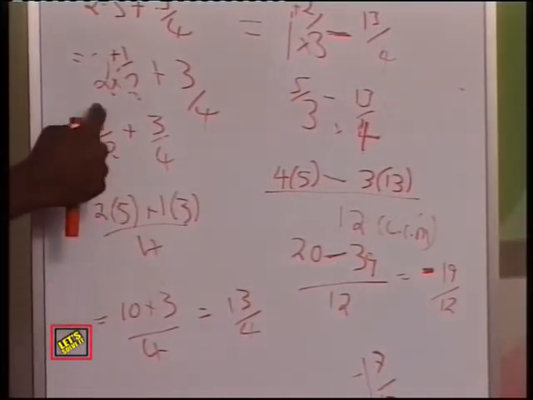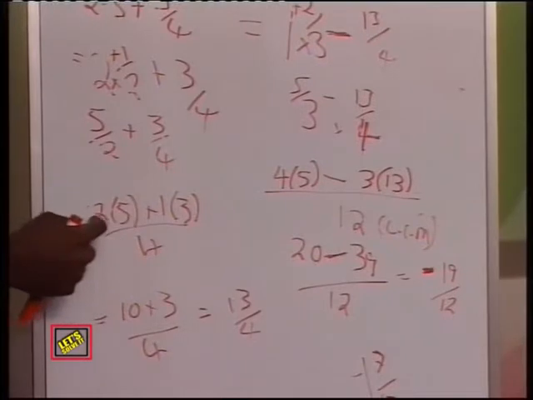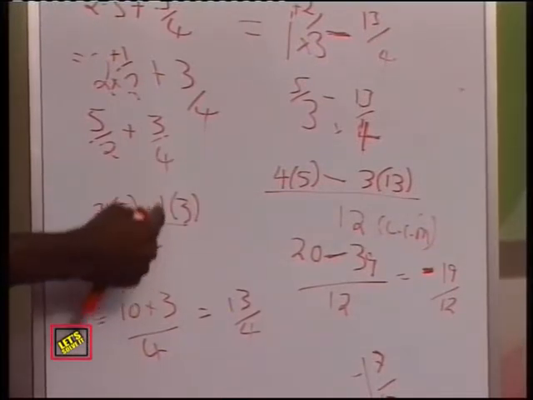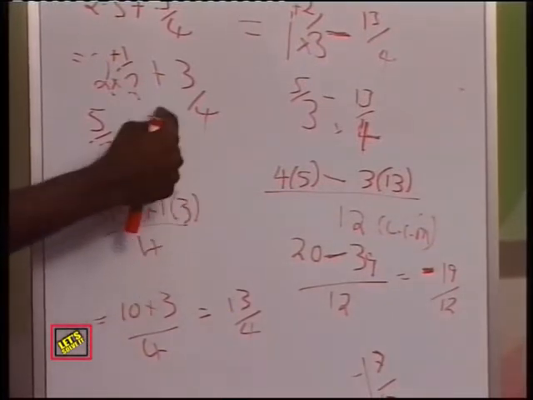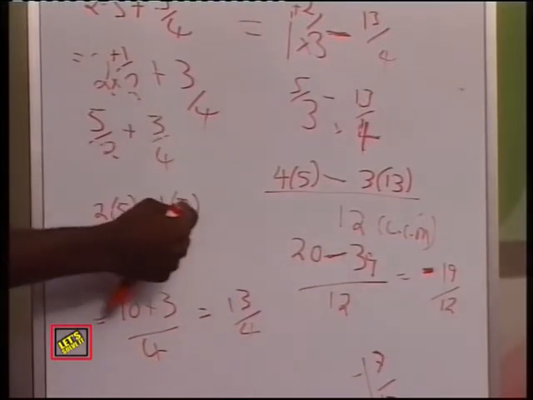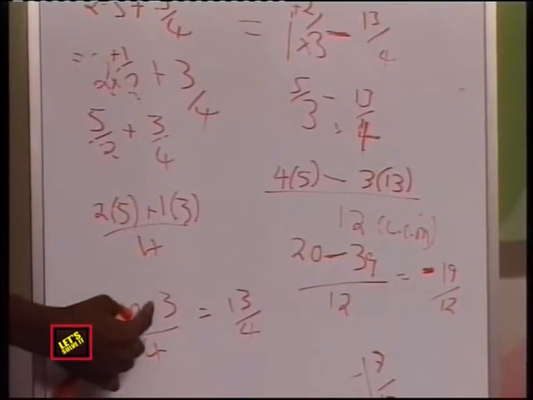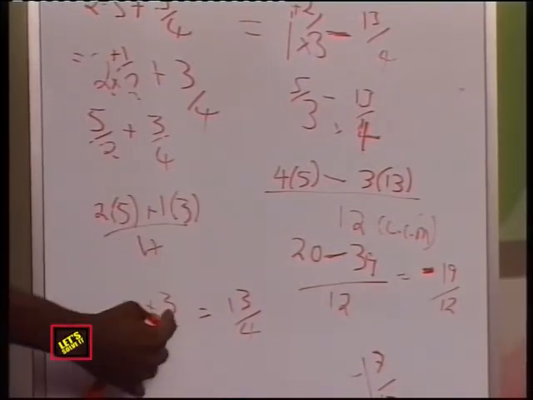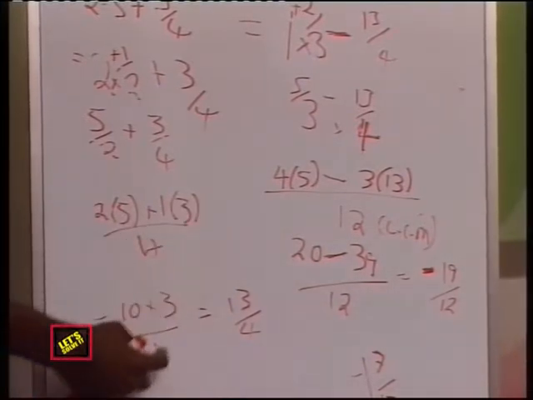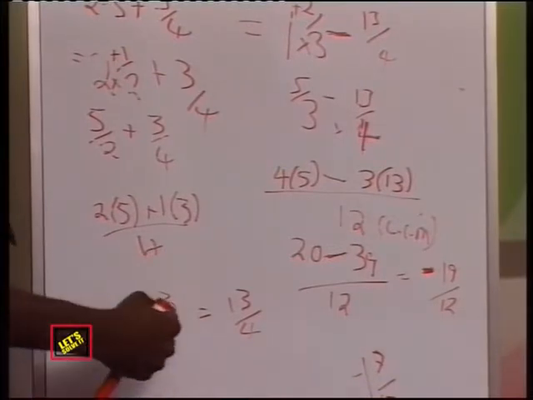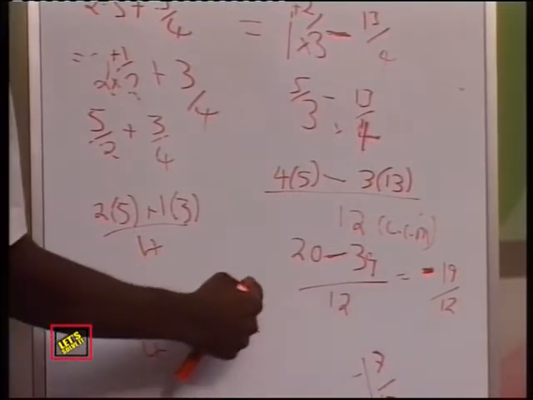We open the brackets, we bring the numerator in the brackets, plus 4 into 4, the answer is 1. Open the brackets, bring the 3, which is the numerator, put it inside there. Then here we multiply 2 times 5, the answer is 10. Plus 1 times 3, the answer is 3, over the LCM 4. Here we add 10 plus 3, the answer is 13 over 4.